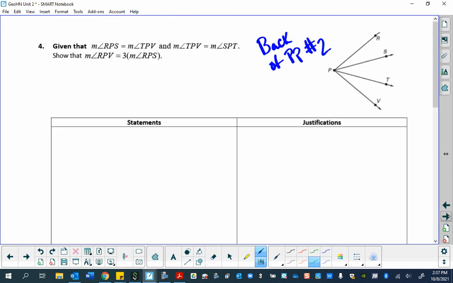I would like you to do the back of Proof Practice number 2. If you've got these worksheets, they're all posted on Schoology. If you don't have a printer, you can do them on a piece of notebook paper. Does that make sense to you?